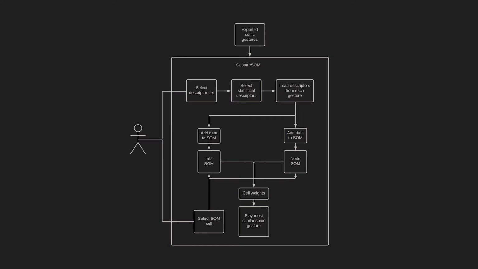The GestureSOM makes use of the various analyses and descriptors of each sonic gesture to cluster the gestures in a pair of SOMs. A self-organizing map is a simple type of neural network that allows higher dimensional data to be organized into lower dimensional space. For example, RGB colors, a type of three-dimensional data, can be organized into a two-dimensional SOM. This is a 32 by 32 SOM, meaning it has 1,024 cells, and each cell has its own set of weights that correspond to three-dimensional RGB data.